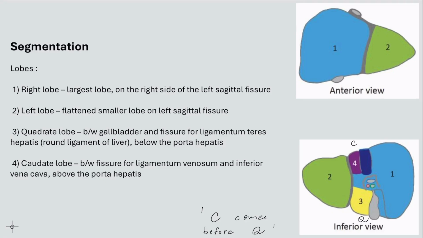Now, we'll talk about the porta hepatis soon, and before that, I just want to give you something that I studied with, which is C comes before Q. If you ever have a doubt in which is superior, which is inferior, then remember that C comes before Q. So caudate lobe on the top, C, and then quadrate lobe, Q, below.